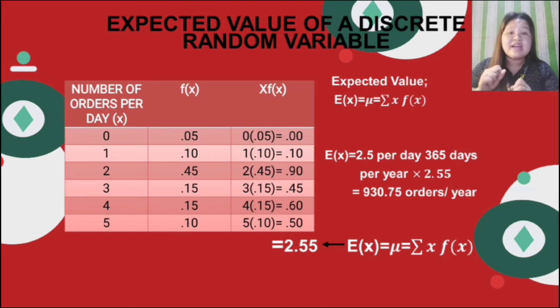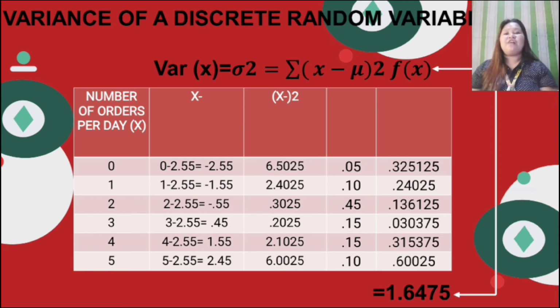So we have 365 days per year, times 2.55 equals 930.75 orders per year.